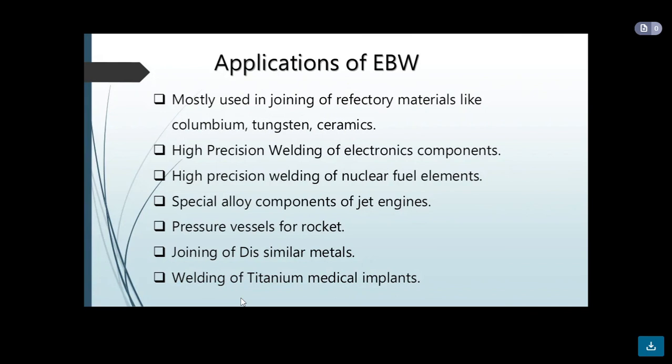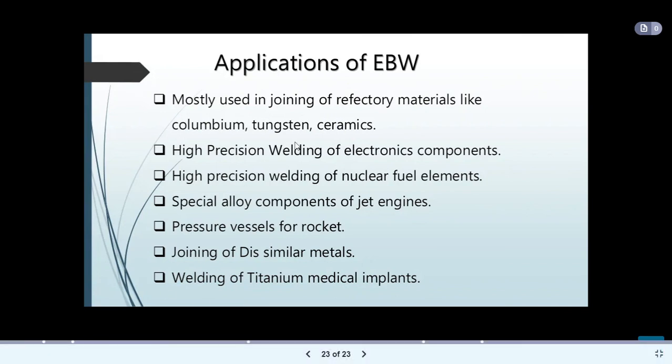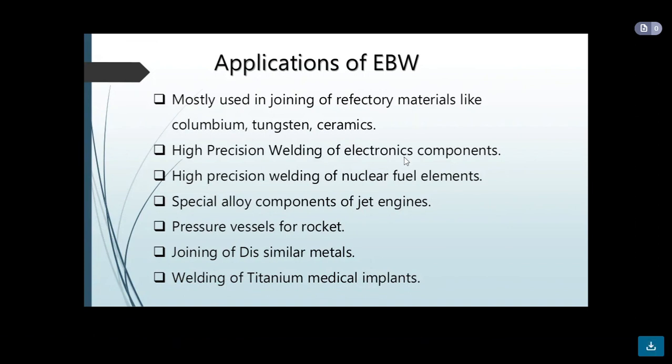Okay. So what are the applications of the electron beam welding? Mostly used in joining the refractory materials like columbium, tungsten and the ceramics. High precision welding of the electronic component, means the precision that we obtain in this welding process is high. Why is the precision high? Because the heat affected zone is narrow, or very small in the case of electron beam welding. That's why we obtain the precise welding.